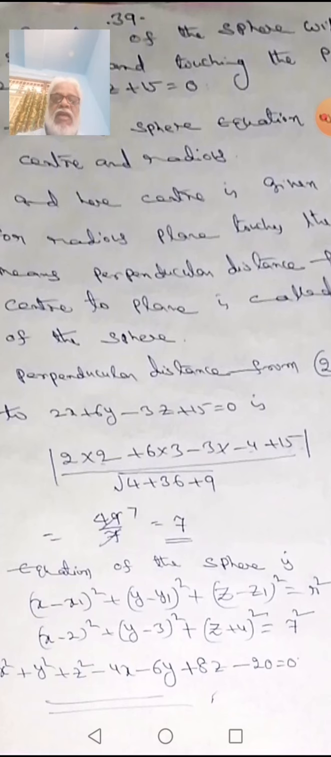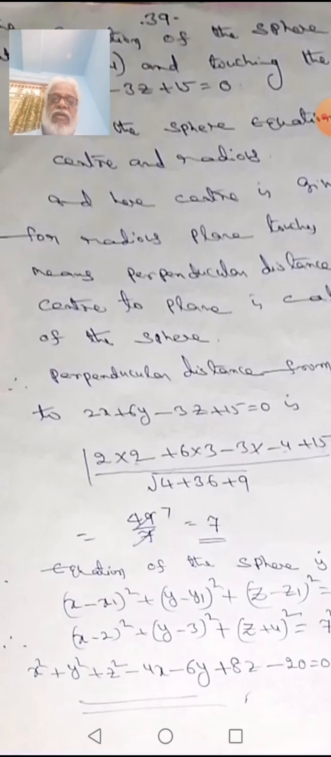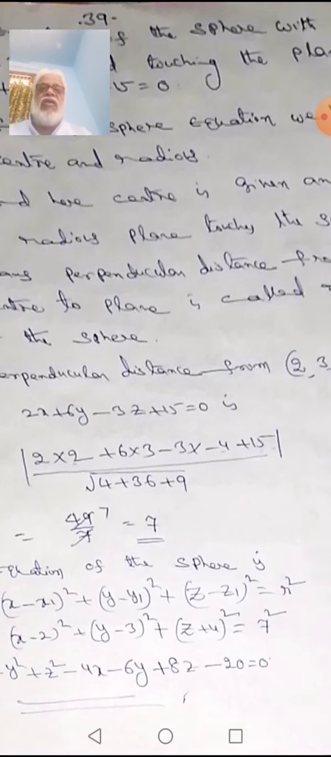The equation of the sphere is (x minus x1) whole square plus (y minus y1) whole square plus (z minus z1) whole square is equal to r square. That is (x minus 2) whole square plus (y minus 3) whole square plus (z plus 4) whole square is equal to 7 square. Means x square plus y square plus z square minus 4x minus 6y plus 8z minus 20 is equal to 0.